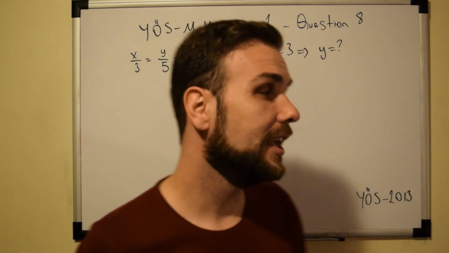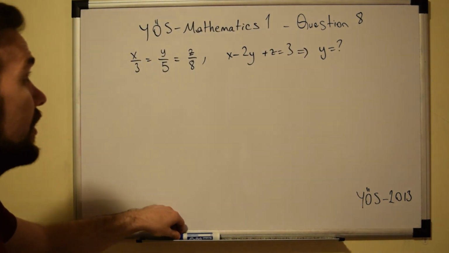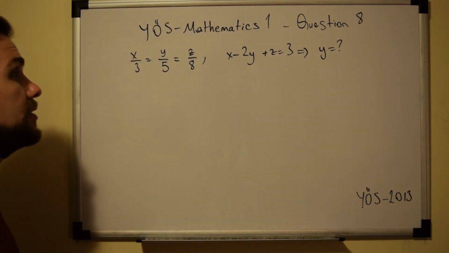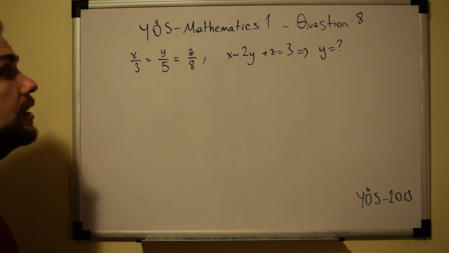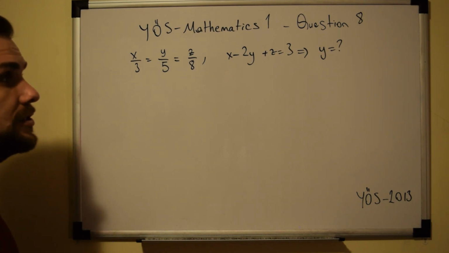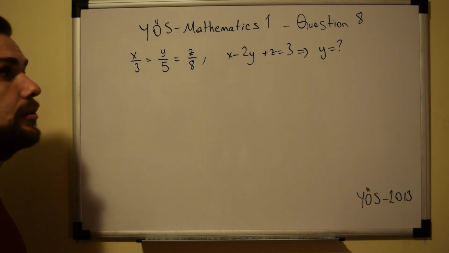the right answer. In this question we have x over 3 which is equal to y over 5 which is equal to z over 8, and we are given x minus 2y plus z which is equal to 3, and we are asked the value of y.